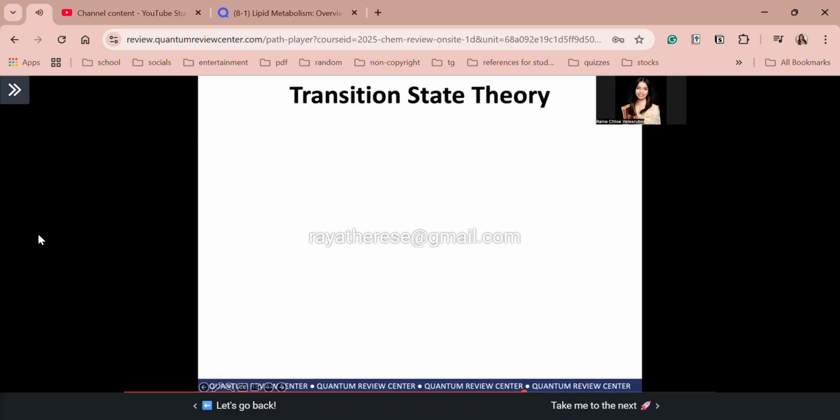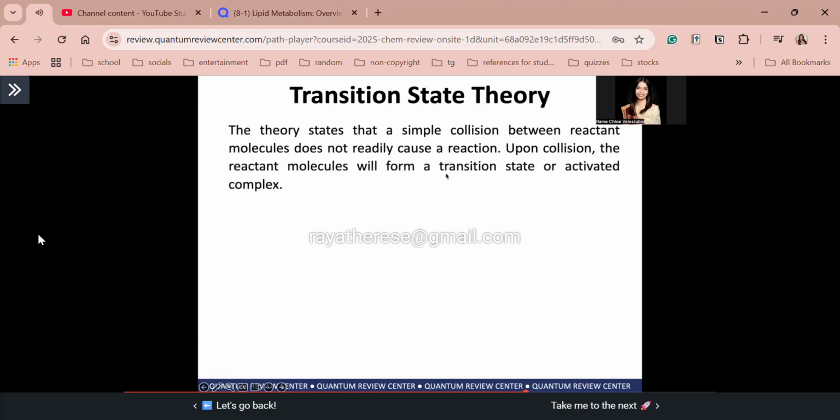Now, let's proceed to transition state theory. So, another theory here will explain the essence of a chemical reaction. The theory simply states that a simple collision between reactant molecules does not readily cause a reaction. Ibig sabihin na to, guys, hindi porket nag-collide ang reactant molecules mo, boom, product agad. Hindi ganun, guys. So, sabi dito, based on the transition state theory, upon collision, the reactant molecules will form a transition state or activated complex.